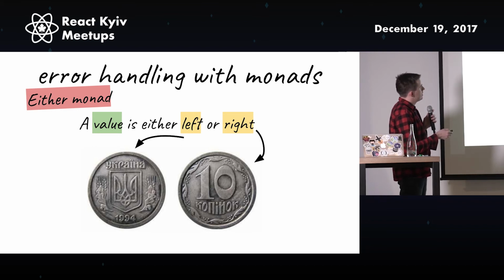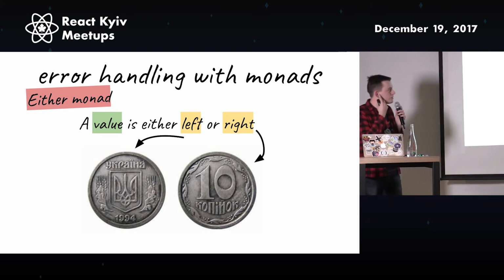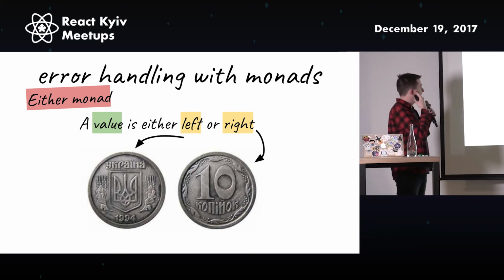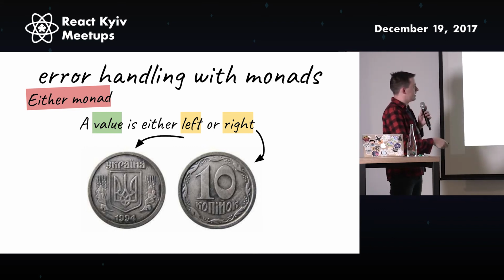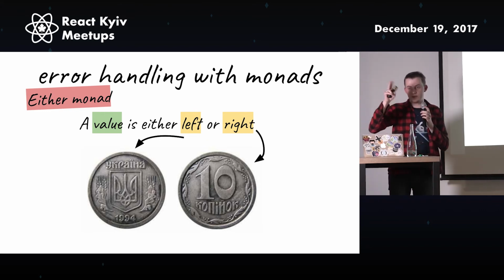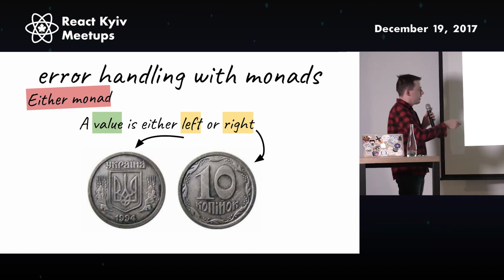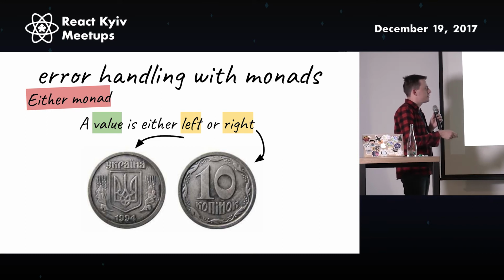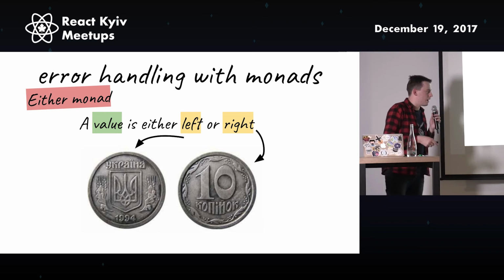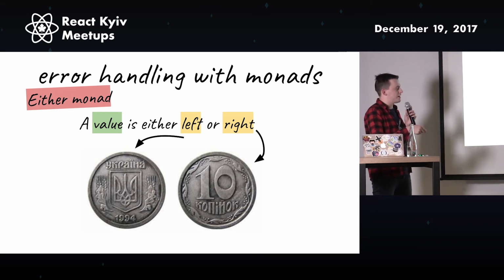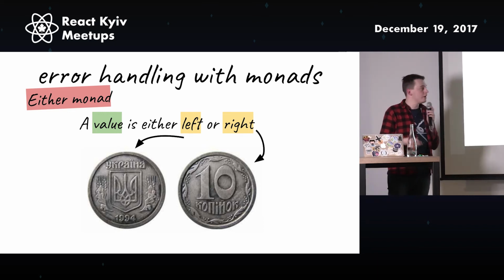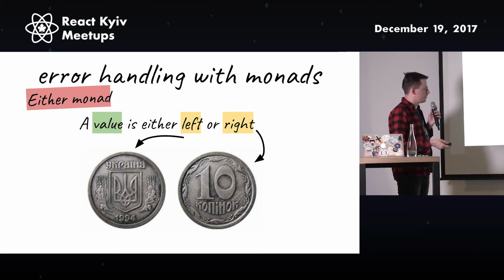Okay. So for error handling, we are using the Either monad. You can think of it like a coin. The Either monad tells you, hey, I'm a box with two types of value: a right value and a left value. So basically, the Either monad is just a coin with a left side and a right side. And as a rule, what's in the left side is going to be an error, and what's in the right side is going to be a successful value.